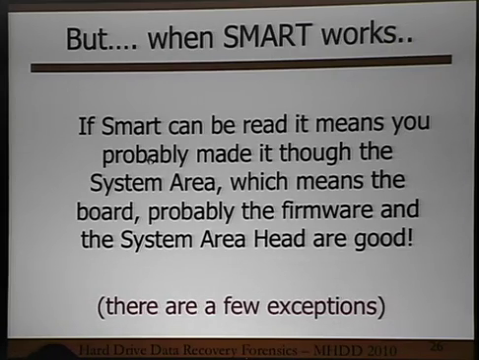There's a few exceptions, but ultimately that's what we're talking about: we got a system area and a head read data, which means I probably have a good head, which means I might be able to read other data, even if I have another bad head that might not be able to read some data. And I'll explain all that stuff to you in a minute.